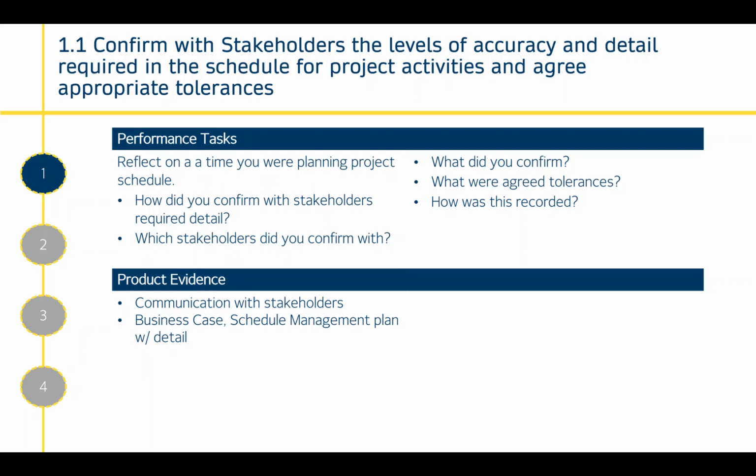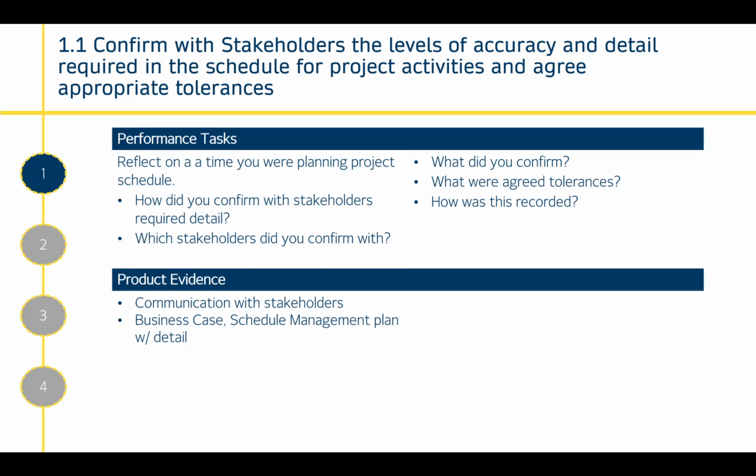So it's about communicating with stakeholders to identify what they need out of the schedule management plan, how much detail they need, what information they need, how does it have to be laid out, what are their requirements for the schedule management plan. And you also want to agree appropriate tolerances. Tolerances about deviations. So you'll have a schedule plan with set durations and timelines. Everything doesn't go to plan, and there will always be some form of deviation.